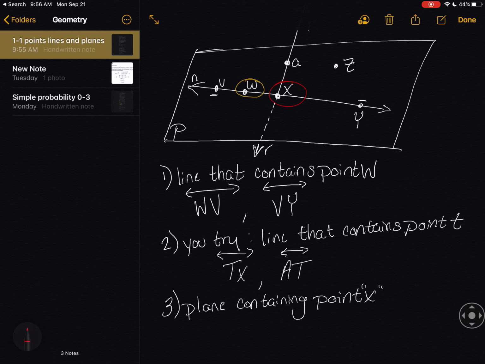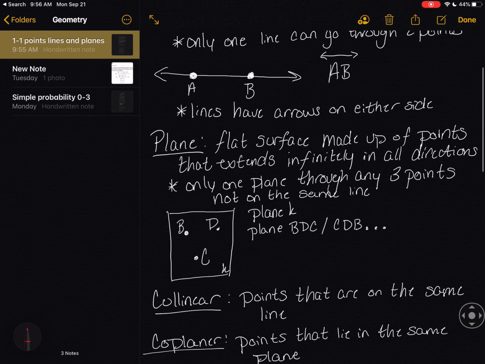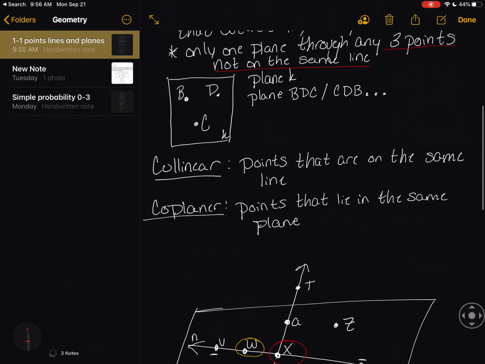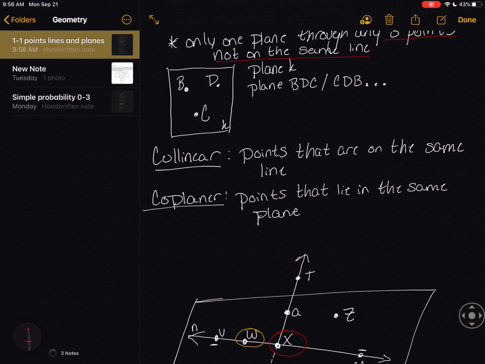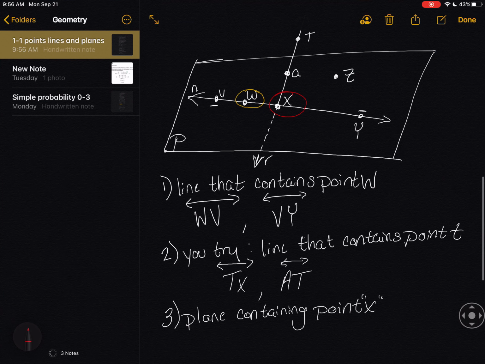Remember, these are a plane. Let's go back to our definition. It has 3 points not on the same line. So I need 3 points not on the same line to make it a plane. So X, Y, Z, because I have those 3 points here that are not on the same line. So X, Y, Z would be one. I could use X, A, and Y. I could use X, W, and Z. Any of those would have been acceptable.